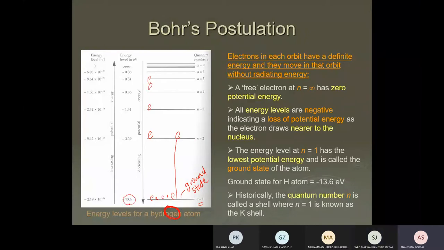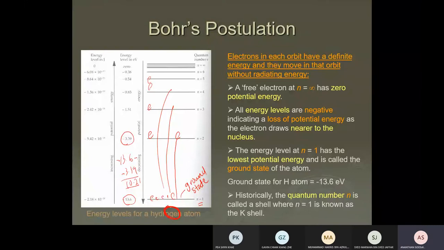For example, here these are energy levels. This is negative 13.6 and this is negative 3.39. The amount of energy required to go up is the difference of these energies. So negative 3.39 minus negative 13.6 is about 10.21 eV. The electron absorbs 10.21 eV and goes up to this energy level. If you have more energy, it will go up higher.